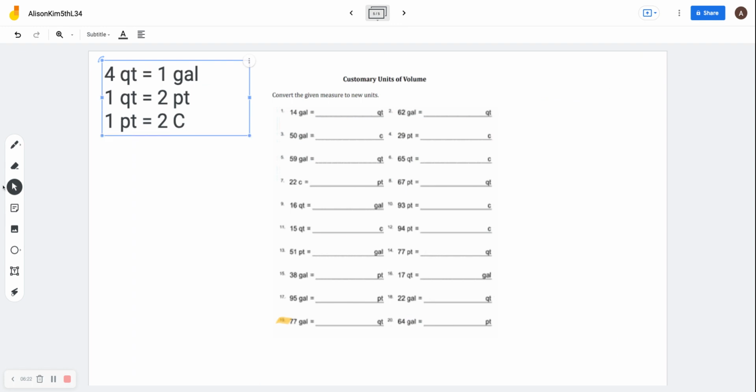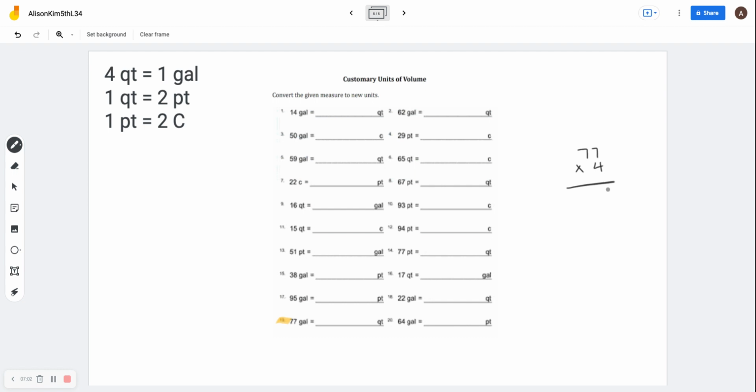So now let's go back to the problem. Number 19 says 77 gallons equals blank quarts. Now this one's different. We're going from a bigger unit to a smaller unit, because quarts is smaller than gallons, right? It looks like 4 quarts equals 1 gallon, right? And as I said before, if we're going from a bigger unit to a smaller unit, then we multiply. So we're given 77 gallons, but we know that there are 4 quarts in 1 gallon. So we're going to multiply 77 by 4.